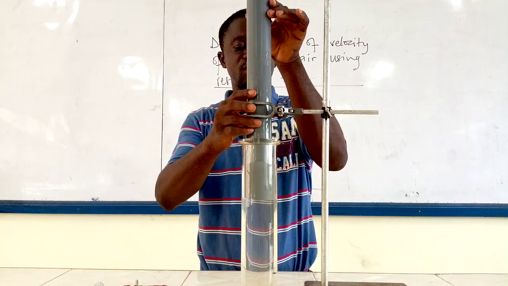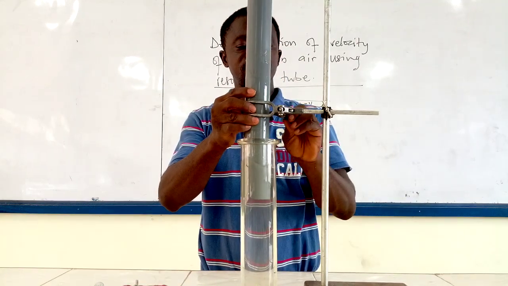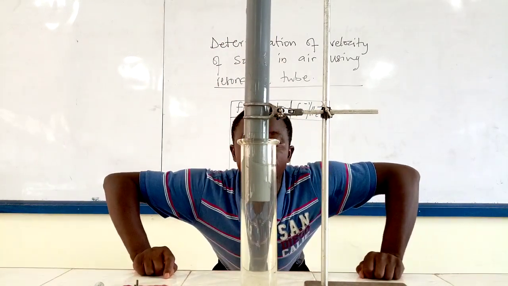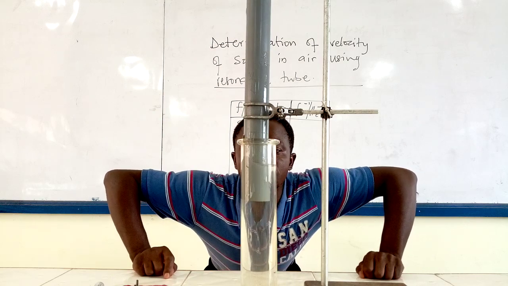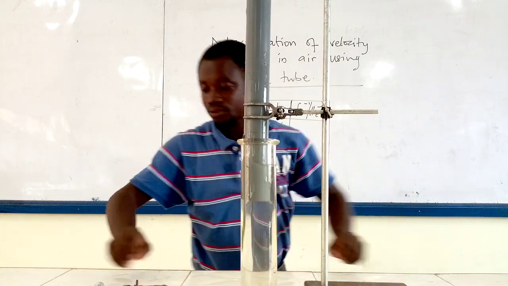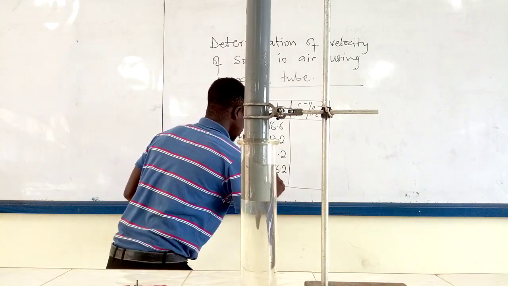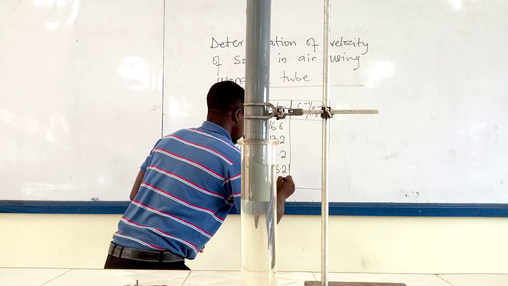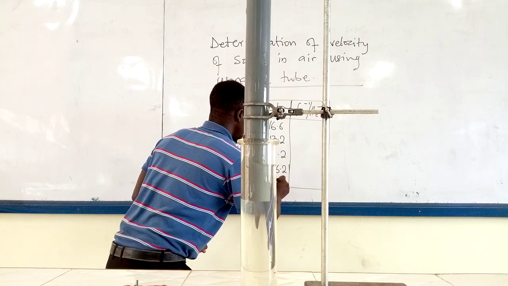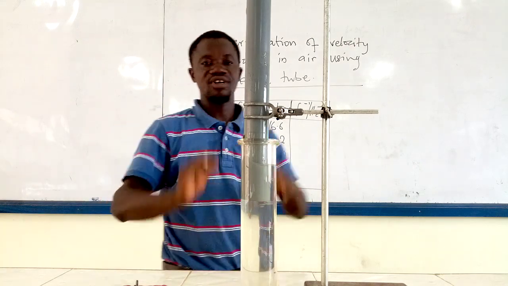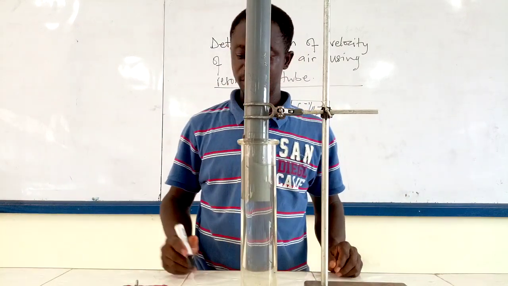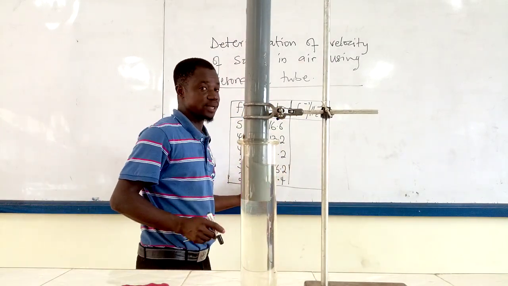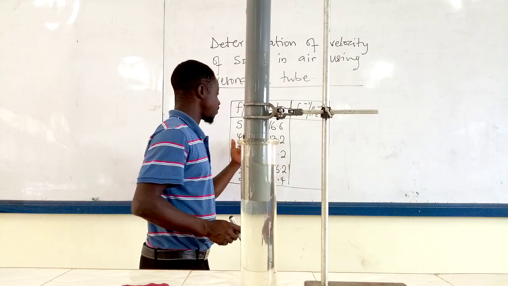Good. So what I will do is that I will tighten this one. Then I'll look at the length. Now the length at this point is 22.4 centimeters. Good. So now I'm done with the practical. I have determined the lengths that correspond to the frequencies.